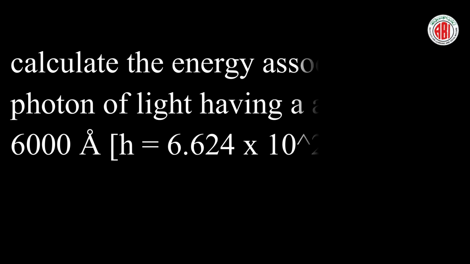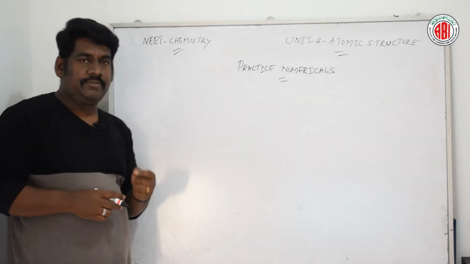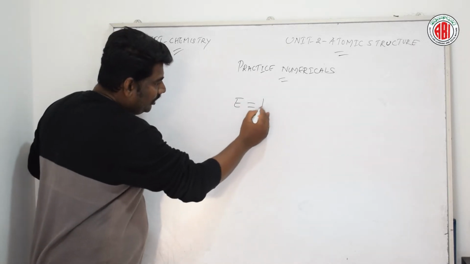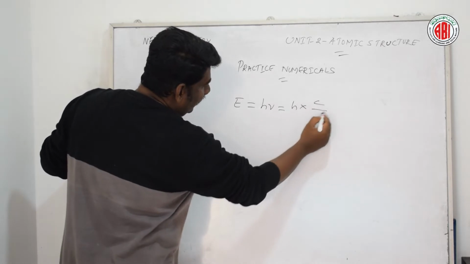Look at this question, guys. Calculate the energy associated with a photon of light having a wavelength 6000 Angstrom. Here the Planck's constant value is given in erg second. Let us see how to solve this problem. According to this question, we are supposed to follow the formula energy E is equal to h nu, that could be written as h into C by lambda.